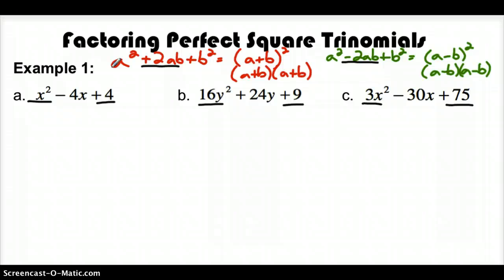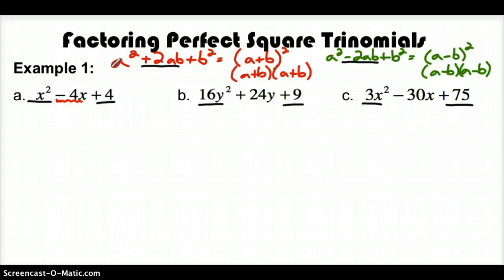So we're looking at now x squared minus 4x plus 4. I look at that first term there, and I see that's a perfect square. The last term is a perfect square. And I see that this middle number here is actually negative, so I'm leaning more towards the green pattern here. This is going to be an a minus b pattern, or (a minus b) squared.